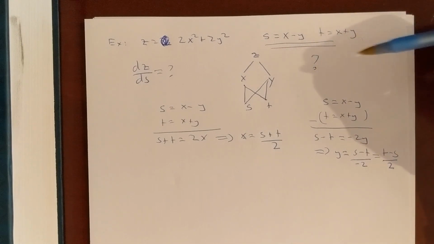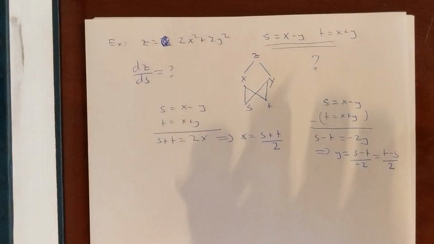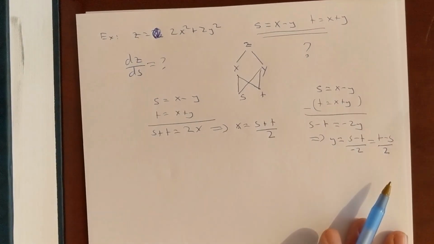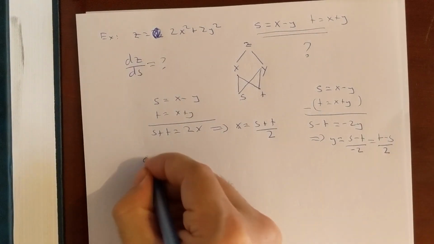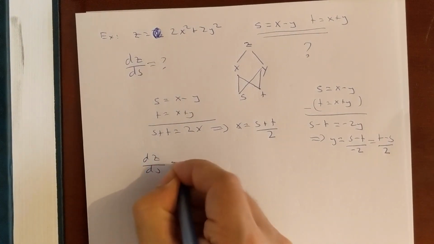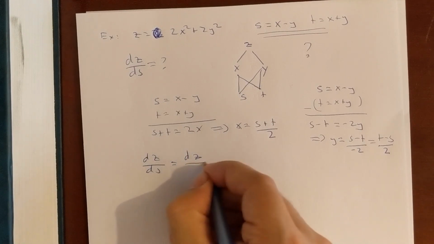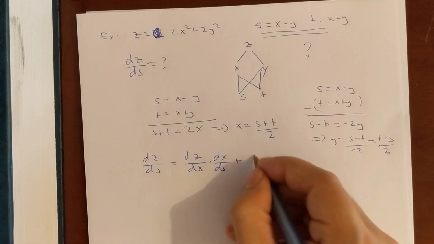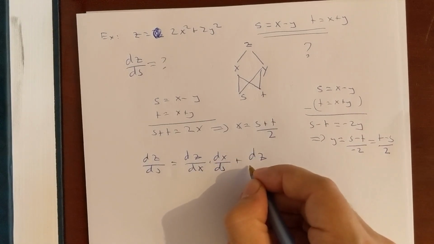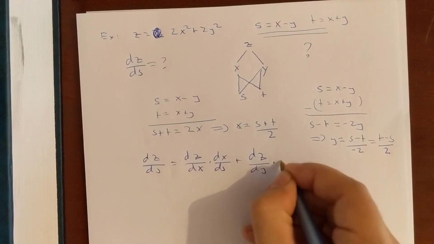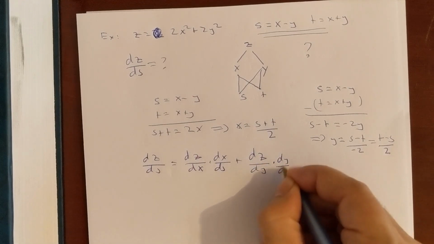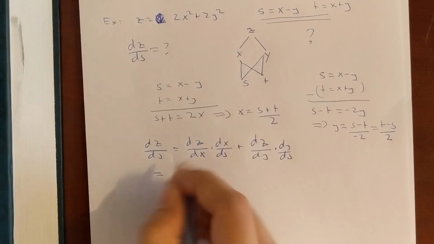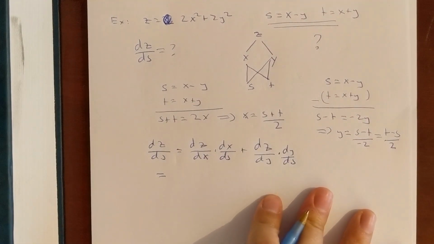So just don't panic, and try to choose those two equations to get what you want. Now, I wanted dz/ds. Now I can write dz/ds equal to dz/dx, I can go through x, times dx/ds. Plus, I can go through y, and I get dz/dy times dy/ds. Okay, so let's put this all together now. Hopefully you can still see the original problem.